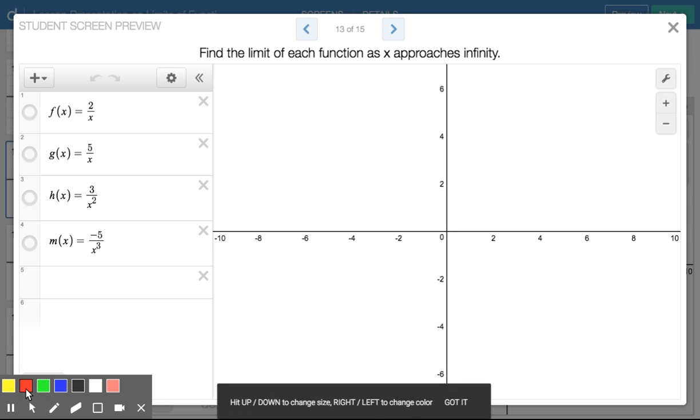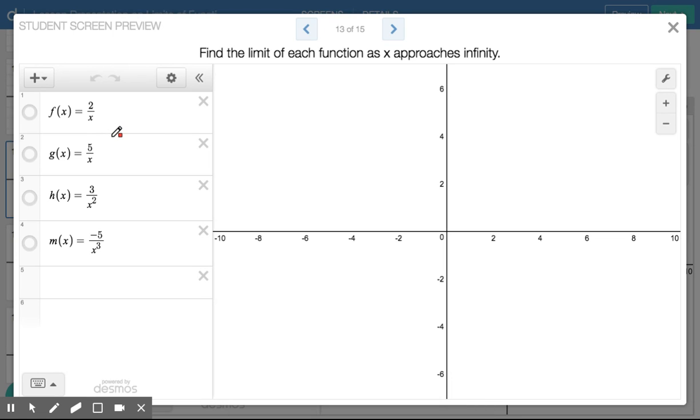Here we are asked to find the limit of these four functions as x approaches infinity. We notice that in these functions, the numerators are constant and the denominators are powers of x. So f of x is equal to 2 divided by x to the first power. g of x is 5 divided by x to the first power. h of x is 3 divided by x to the second power, and m of x is equal to negative 5 divided by x to the third power.